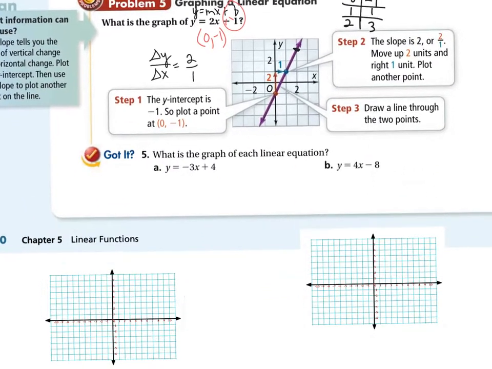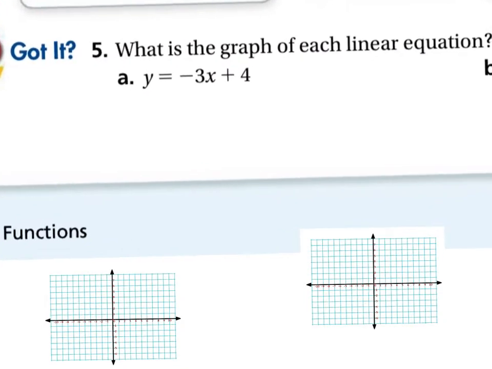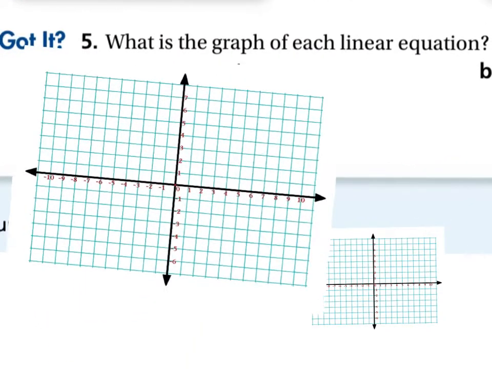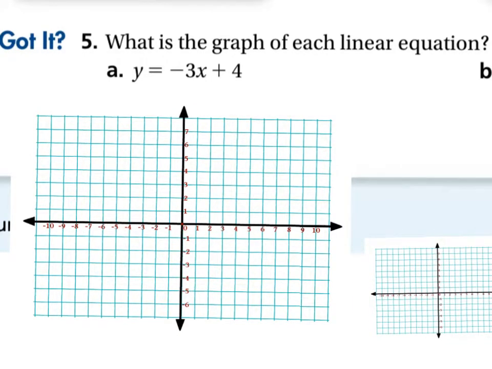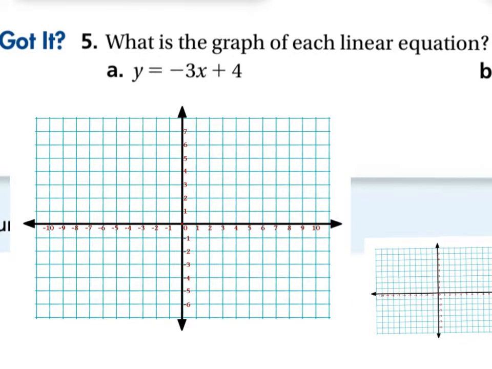So if we look at the Got It number 5, part A, if we go to graph this, we can start with our y-intercept. So the y-intercept is 4, so we can start at the point (0, 4) if you're doing it that way.